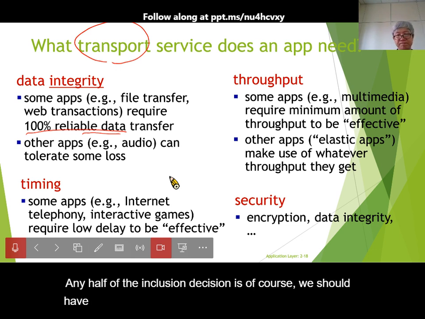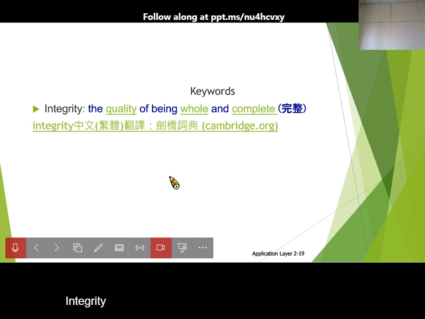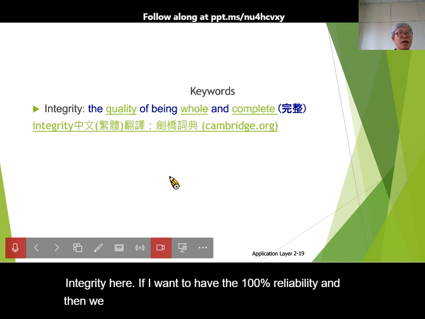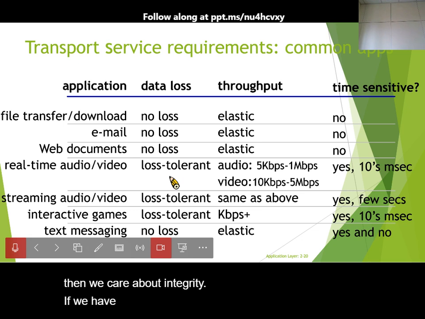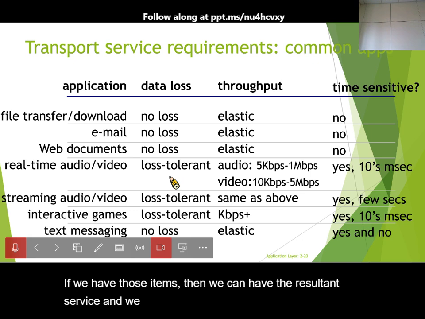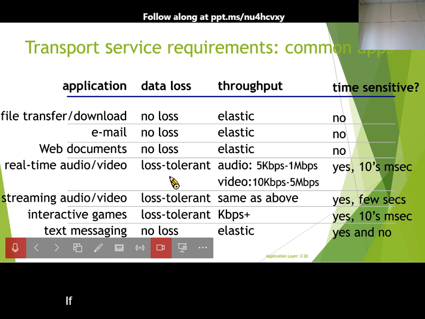The others, well, integrity here. If you want to have 100% reliability, then we care about integrity. If we have those items, then we can have the resultant service, a mixture of all the previous requirements, and we can have the different service. In fact, we should have the mixture to have the different service.